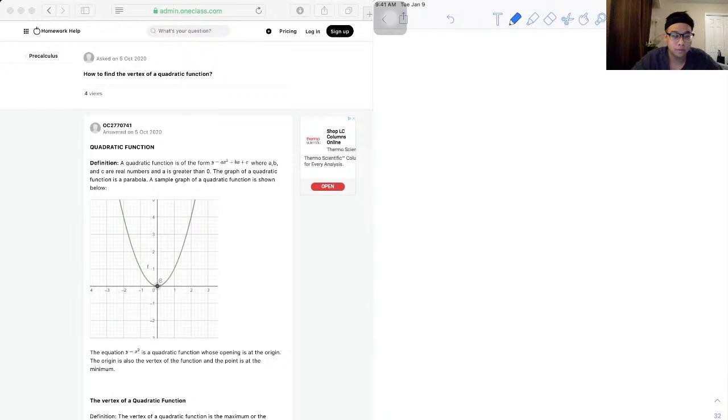Alright, so coming up, it's asking us how to find the vertex of a quadratic function. So first, let's define what a quadratic function is.